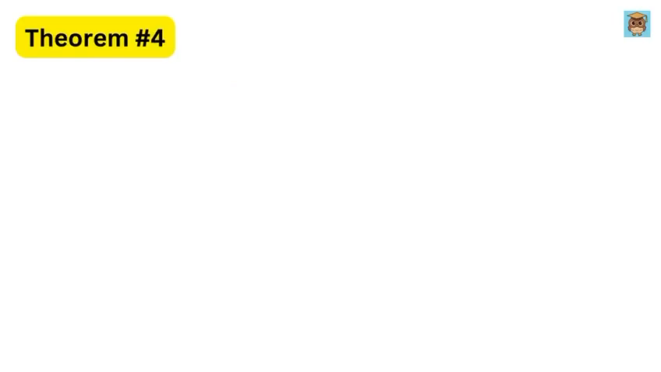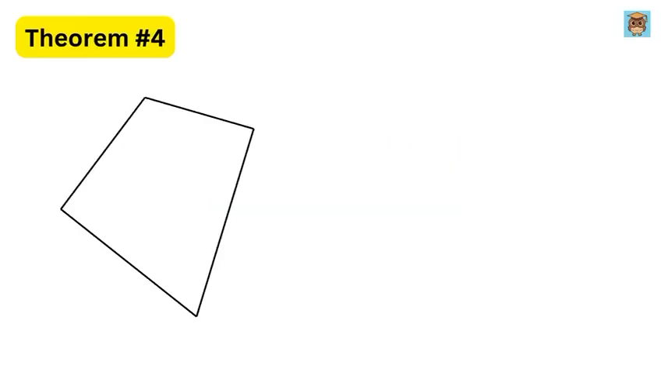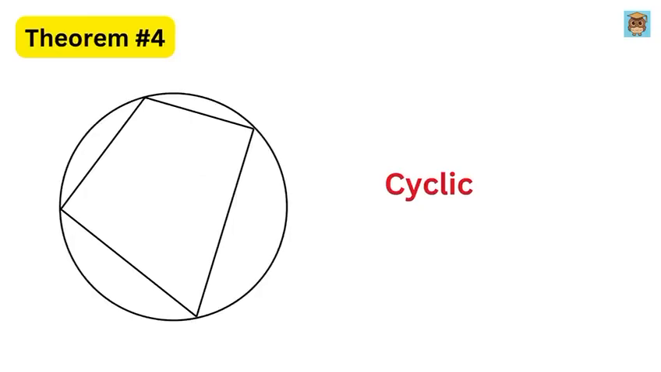Now, theorem 4. Theorem of cyclic quadrilateral. A quadrilateral is called cyclic if all its 4 vertices lie on a circle. The important property of a cyclic quadrilateral is that its opposite angles are always supplementary. This means that if we take any 2 opposite angles of a cyclic quadrilateral and add them together, the result will always be 180 degrees.